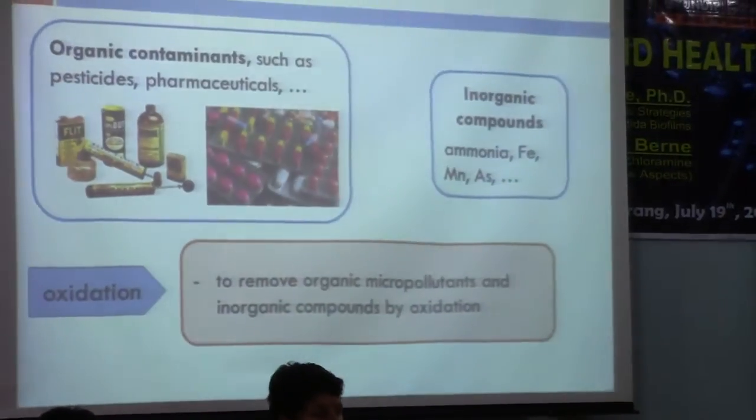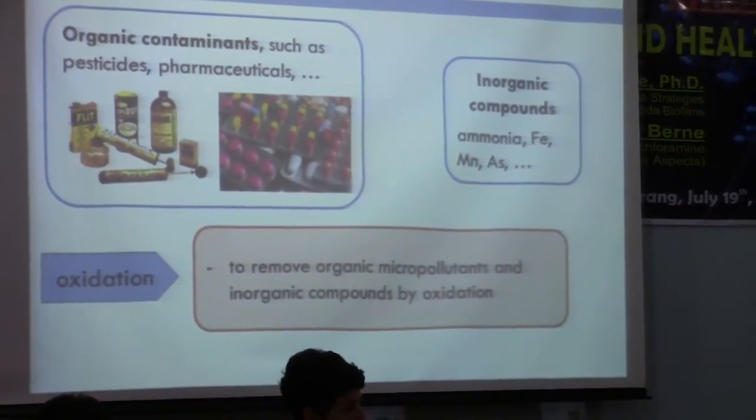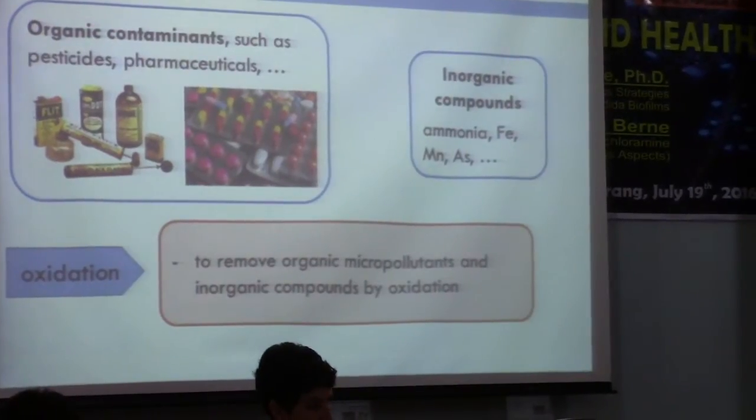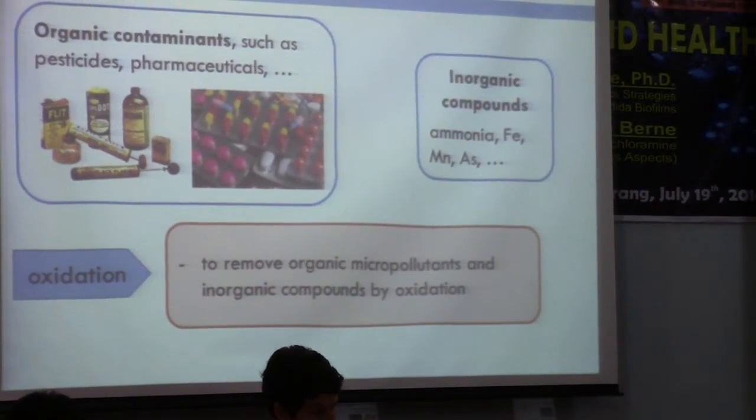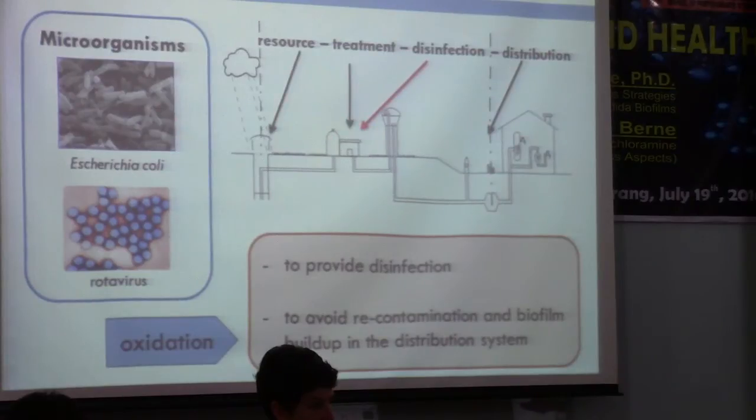So oxidation provides the removal of organic contaminants or inorganic compounds. And the last one, for the disinfection, the chemical oxidant provides the disinfection at the output of the treatment plant, and also during the transfer in the distribution system to avoid the formation or the increase, the buildup of the biofilm.